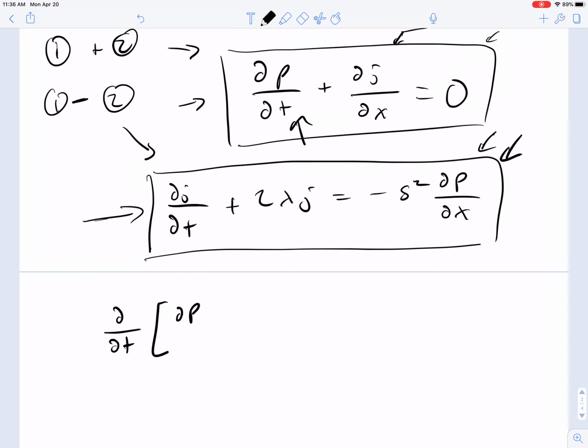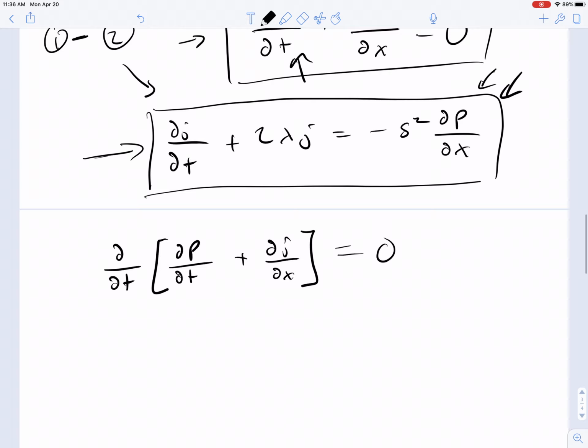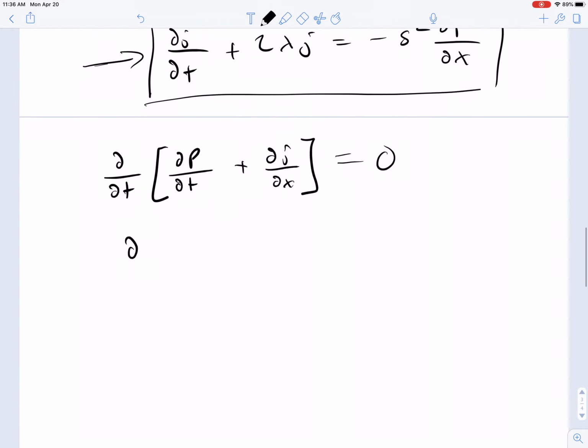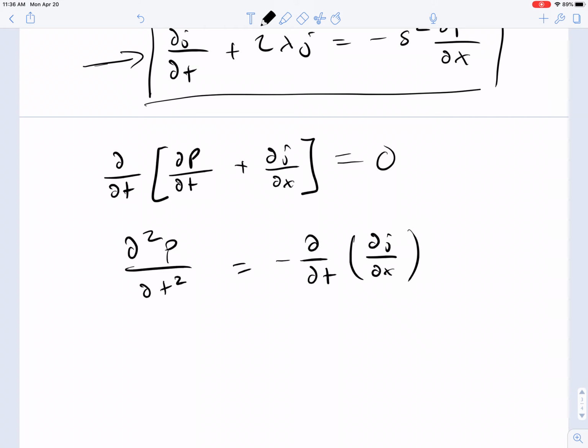So we take del by del t of partial p partial t plus partial j partial x, in this whole thing equals 0, because the derivative of 0 is 0, which gives you partial squared p over partial t squared, some sort of acceleration term, equals minus partial by partial t of del j del x. Now how does this help us?